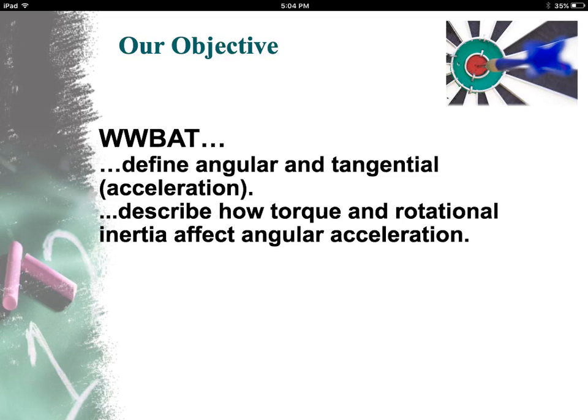In this lesson, we're going to talk about a new type of acceleration called angular acceleration, and another type of acceleration that goes along with it, which is called tangential acceleration. And then we're going to be able to describe how torque and rotational inertia, which were the topics of our last two lessons, affect this new type of acceleration called angular acceleration.